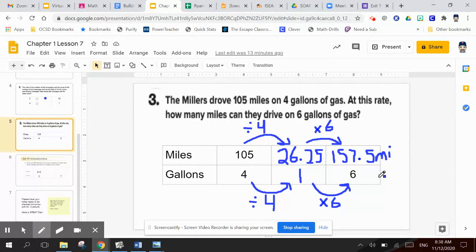And this is our rate problem that we've been working on this last week. We want to make sure we find the unit rate so that we can find an unknown number.